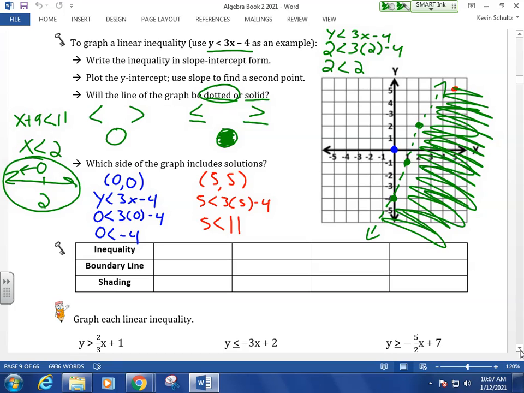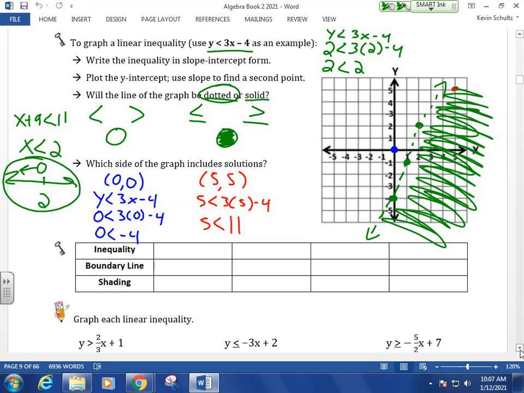Questions on any of this? It seems like it's a lot. You know, it took us about 7 minutes to go over this one example here, but it's really the same as an equation until you get to, is the line dotted or solid, which again, you're just looking at the inequality symbol for that. Would it be open circle or closed circle, right? And then you're testing an ordered pair to see which side of the line has the solutions, which side of the line you shade. All right?